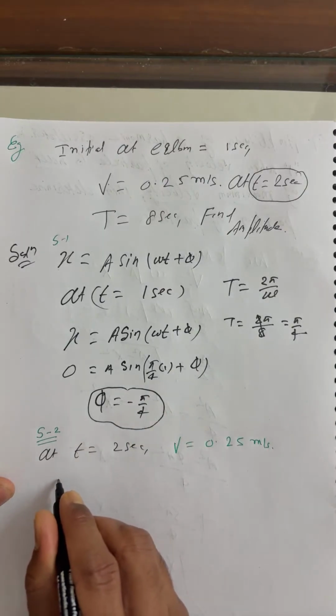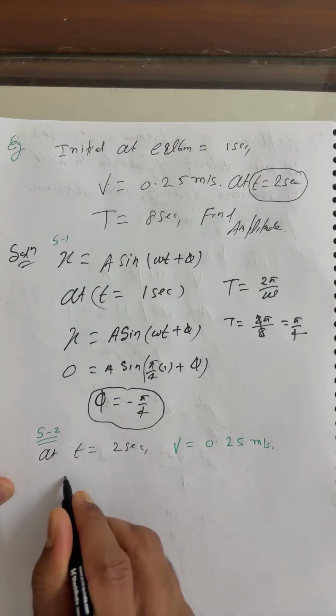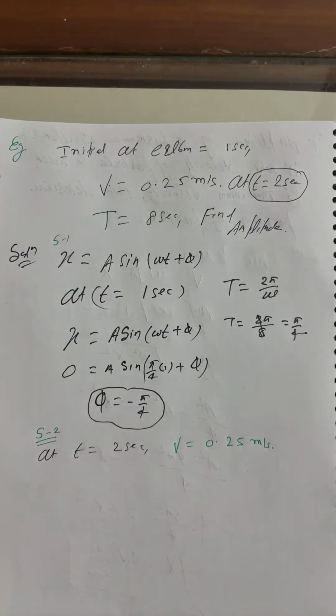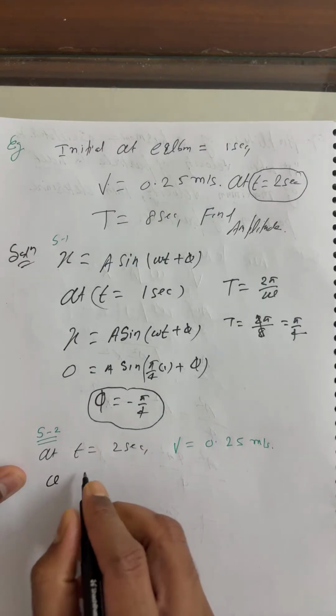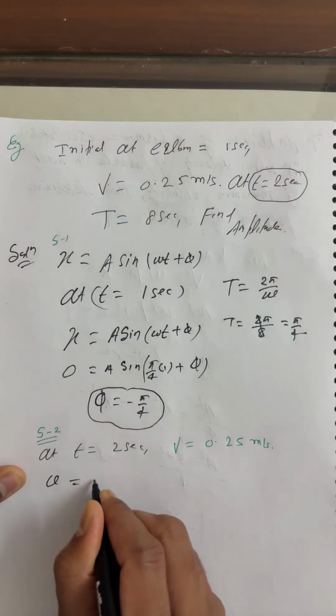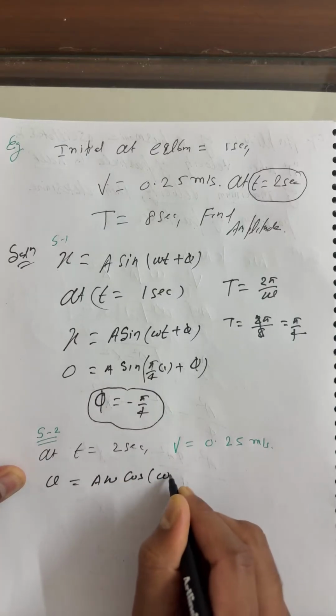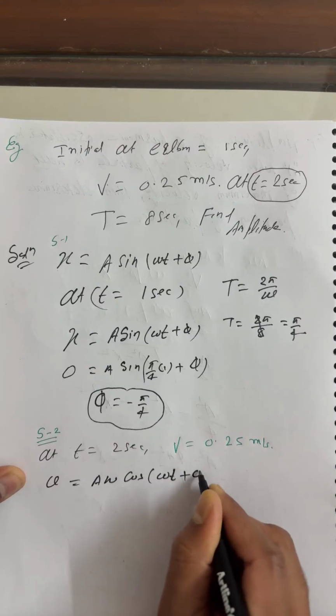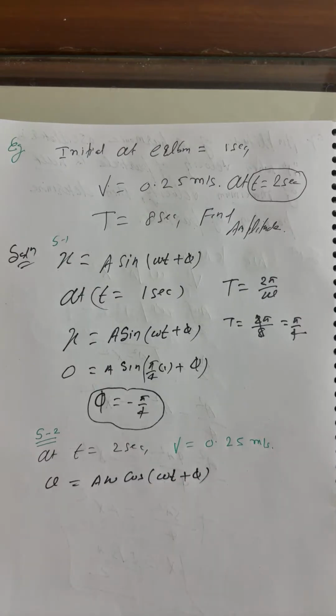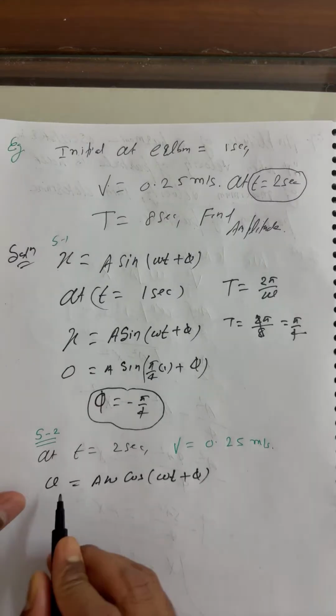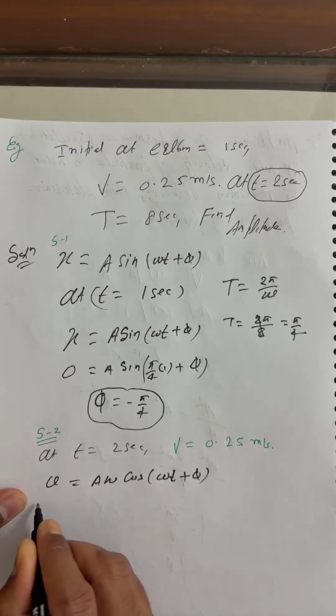We have to use what? VT relation. So we can say v is equal to A omega cos of omega t plus phi. Right? So these are points which you can keep in your mind. This is the point which you can keep in your mind. We mentioned v, how much? This is 0.25.